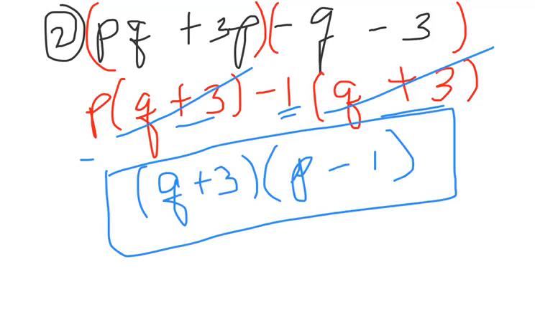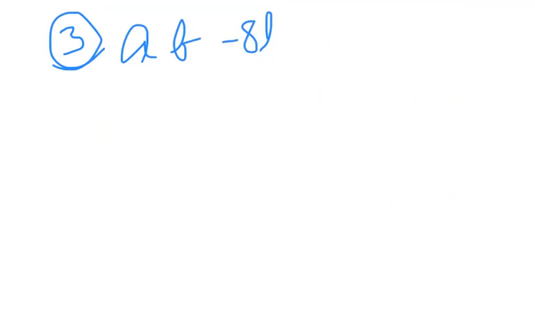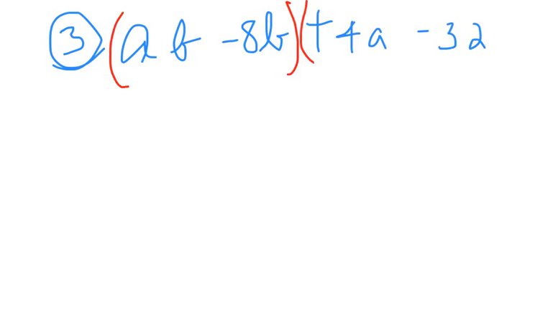Okay, one more under this section. And so here it comes, number 3. It's AB minus 8B plus 4A minus 32. So on this one right here, guys, again, we're factoring this by grouping. So we're going to group the first two terms, group the last two terms. Notice I'm including the sign inside the parentheses.